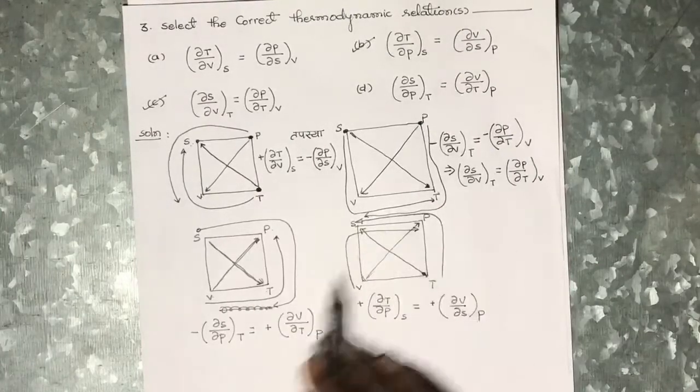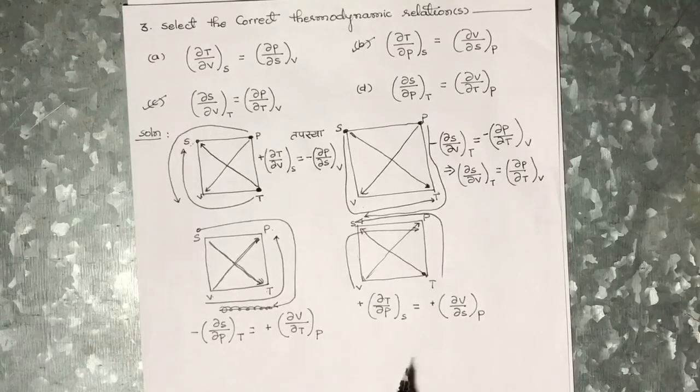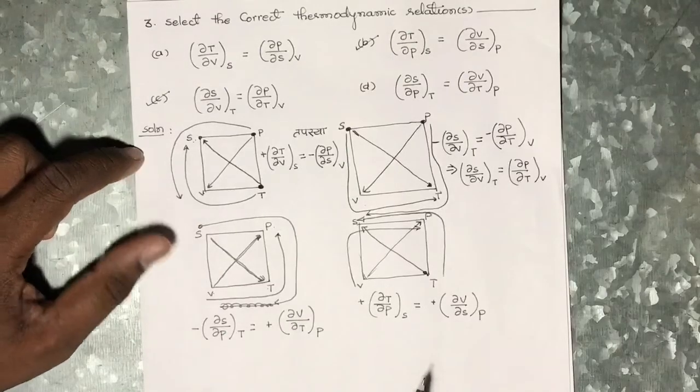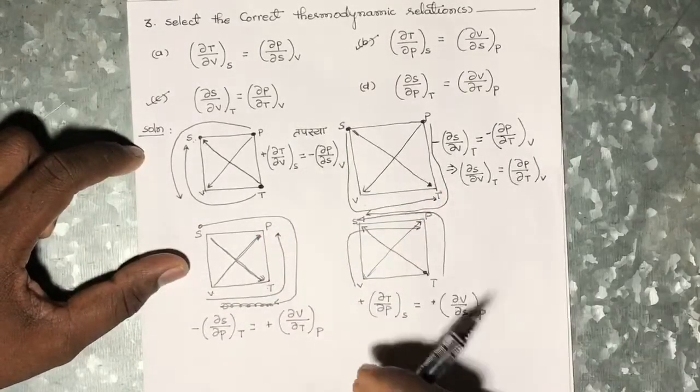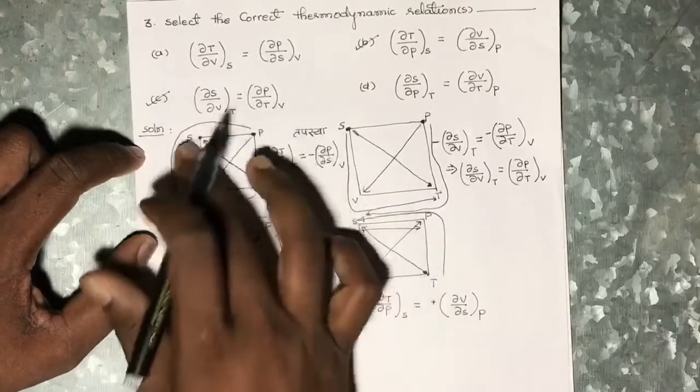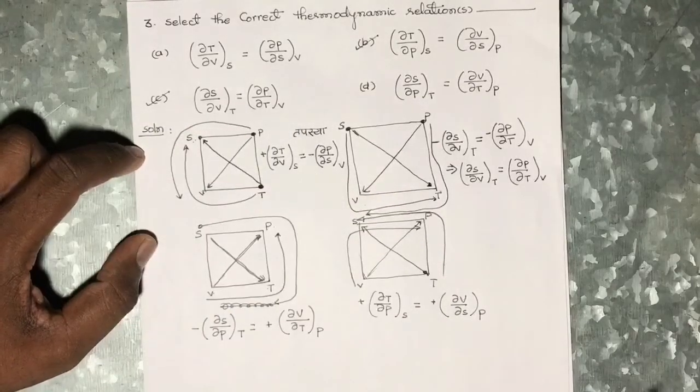So these are the four Maxwell's relations, friends, that are very, very important, and you have to focus on them. You have to keep more focus on these topics, and generally these are always asked in GATE also, and this is a very simple trick to remember. That is the Maxwell rectangle trick that is very, very helpful for you also.